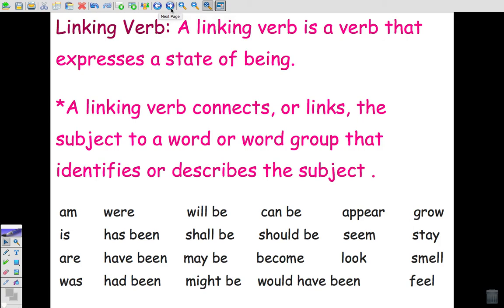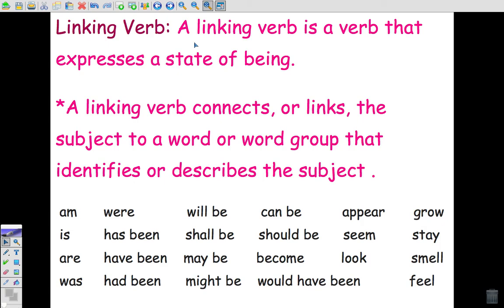Linking verbs. A linking verb is a verb that expresses a state of being, or it connects subjects to the predicate. So, you know, again, the definitions are kind of vague. When you see them in the sentences, they really start to stand out and make sense in the context of how they're being defined. So a linking verb really just tells us something about the subject of the sentence. It helps to clarify something.